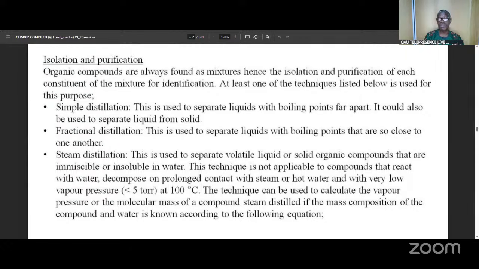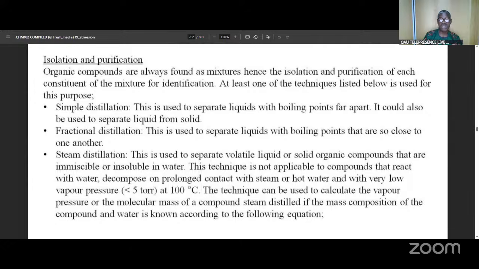Simple distillation is used to separate liquids with boiling points that are far apart, for example, water, whose boiling point is 100 degrees Celsius, and ethanol, which is 78. So if you have a mixture of water and ethanol, you can use simple distillation because of the wide difference in their boiling points to separate the two liquids. Simple distillation will also be used to separate liquid from solid.